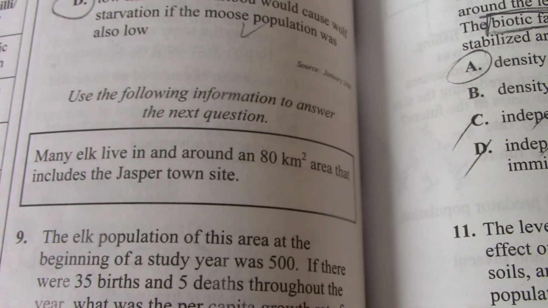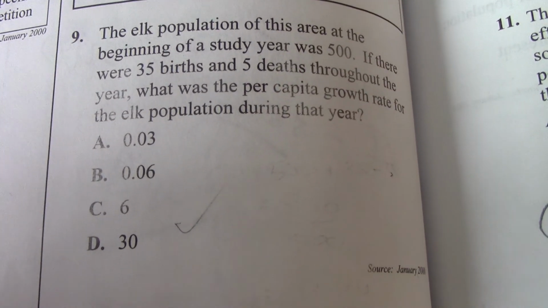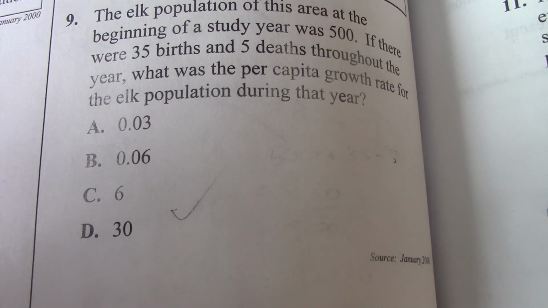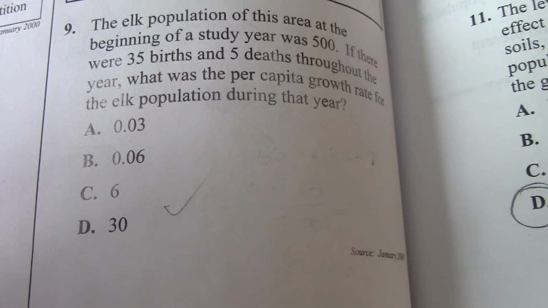In your text, in your key, on page 130, there's another good one here. It says, many elk live in and around an 80 square kilometer area that includes the Jasper town site. The elk population of this area at the beginning of a study year was 500. If there were 35 births and 5 deaths throughout the year, what was the per capita growth rate of the elk population? Okay, so you have an initial population of 500.